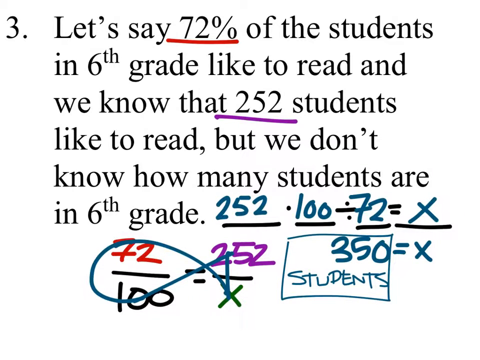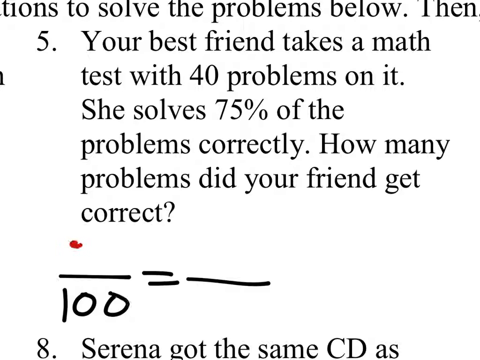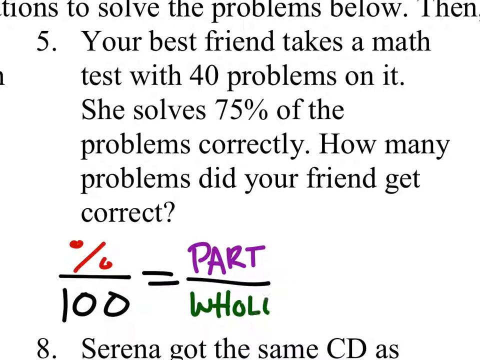Bam. All right, number 5, your best friend takes a math test with 40 problems. On it, she solved 75% of the problems correctly. How many problems did your friend get correct? Well, once again, we'll set up our proportional. And 100 always goes right here. Then we'll have the percent, part, and the whole value. We'll just fill these in as we go.